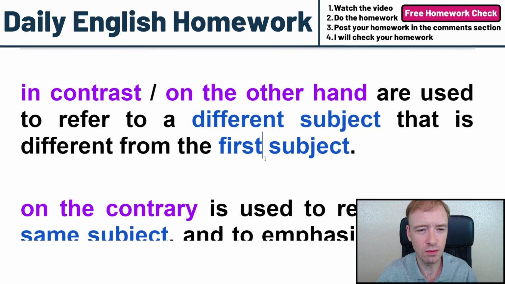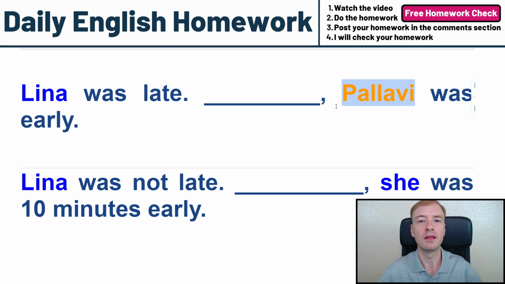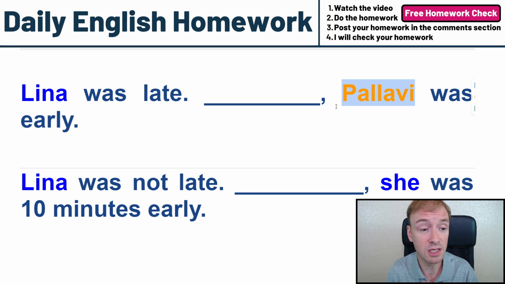All right, let's go back here. Lena was late. Pallavi was early. This is two subjects. We're talking about two different subjects, Lena and Pallavi. So we cannot use on the contrary here. Okay? We have to use, on the other hand, we have to use in contrast. Which one do we use here? Well, actually, both of them are possible here.